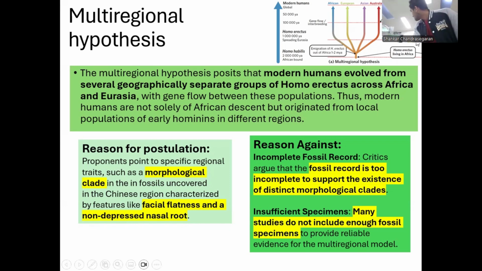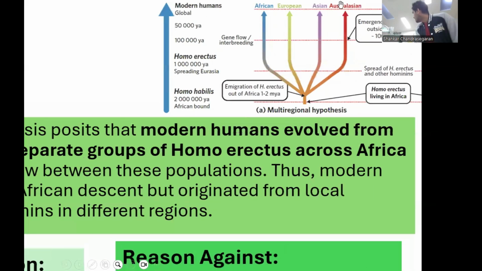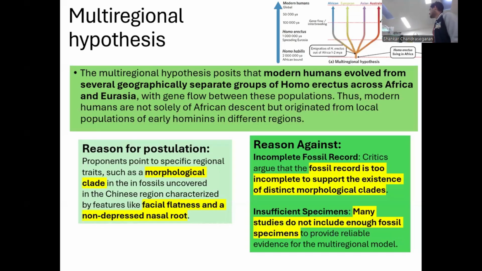So basically, like I said, the first population of Homo erectus were the first species of the genus Homo to migrate out of Africa, and eventually they settled into different regions. What happened was that there was gene flow within the different populations, and over time there was an emergence of Homo sapiens as a result of different gene flow events and also interbreeding events.